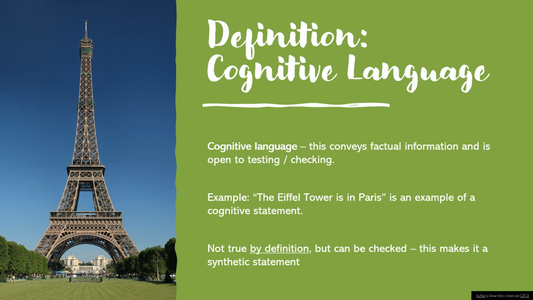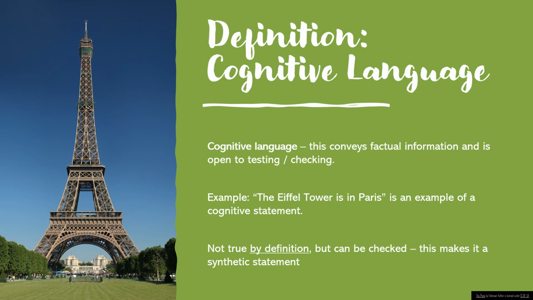So definitions, this is the easy part, but it still can be a little bit confusing if this just isn't terminology that you're used to using. So what we tend to mean by cognitive language is when we're using language cognitively, it conveys factual information and it's open to checking. So the example we've got here, I think this is an example possibly from the textbook or the revision guide. The Eiffel Tower is in Paris. That's an example of a cognitive statement, because when we say that, we're trying to express something which is factual information, and if we want to find out if it's true or not, we know how to do it.